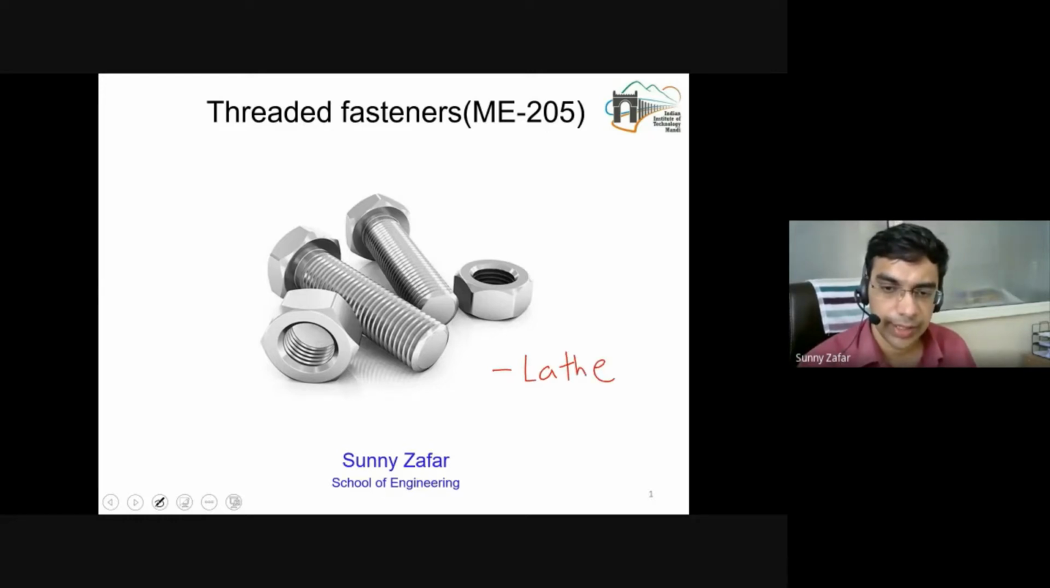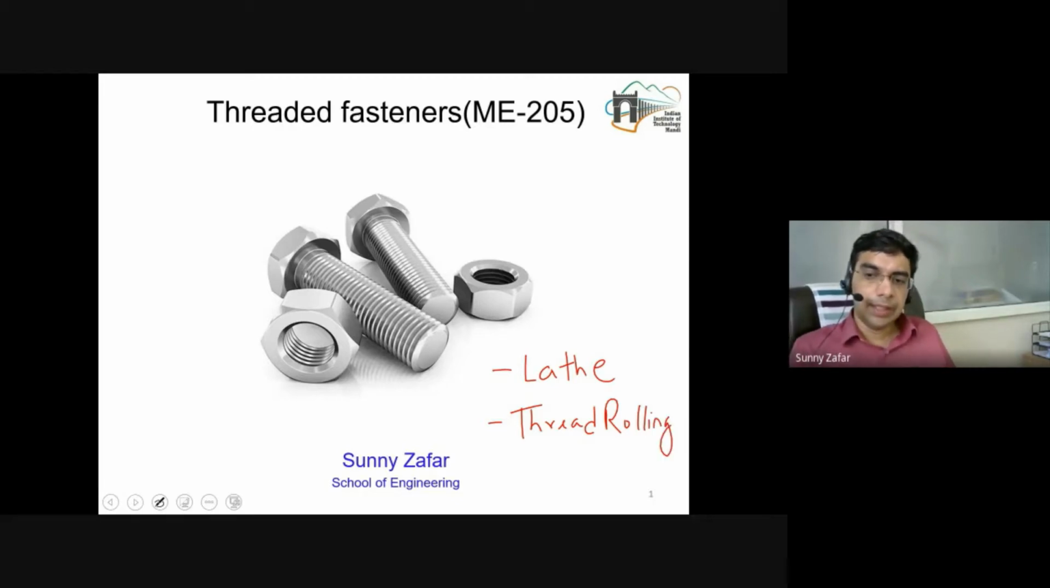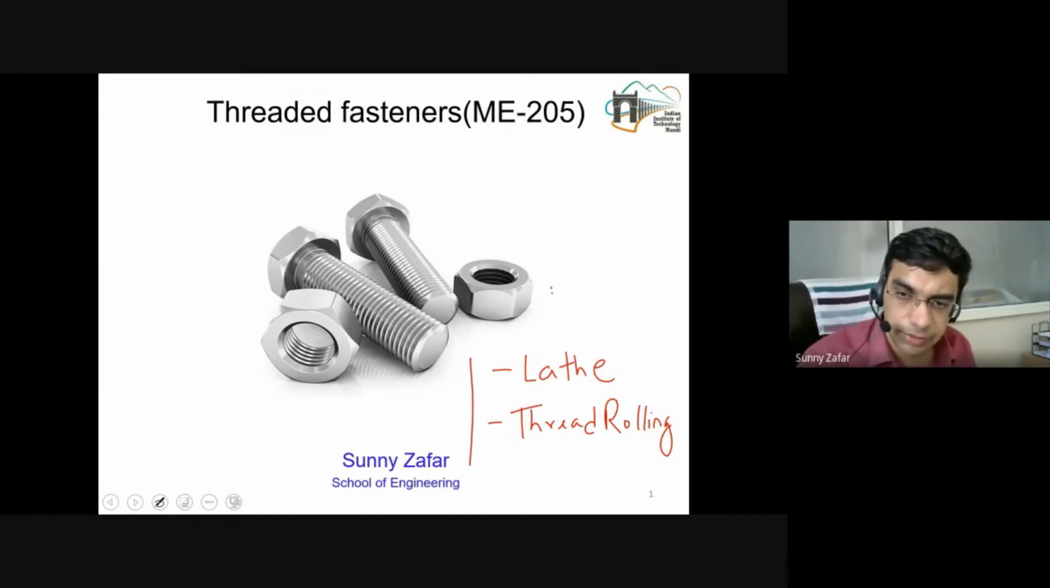Another method which we studied earlier was the thread rolling process. This is essentially used for making V threads, in which you have two dies, and in between you pass the workpiece, and then the dies replicate their external threads on the cylindrical surface. So these methods produce the external threads. External threads means the threads that you can see on the exterior surface.